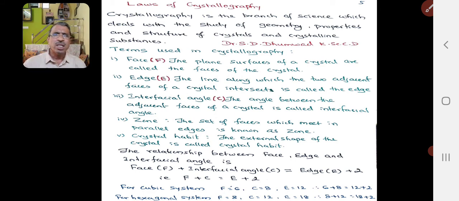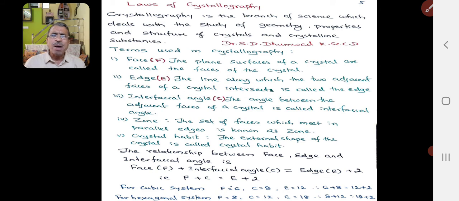So the relation is given as faces plus corners is equal to edges plus 2, that is F plus C is equal to E plus 2. Coming to the cubic system, you know, in the cubic system you have 6 faces, then 8 corners, and then 12 edges. So F is 6, C is 8. 8 plus 6 is 14. You have 12 edges. 12 plus 2 is also 14.